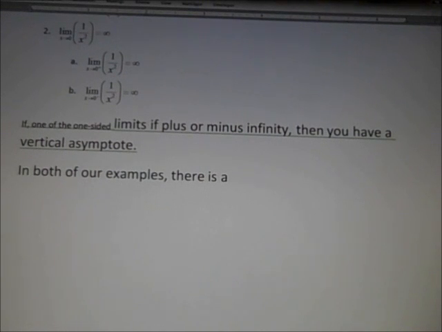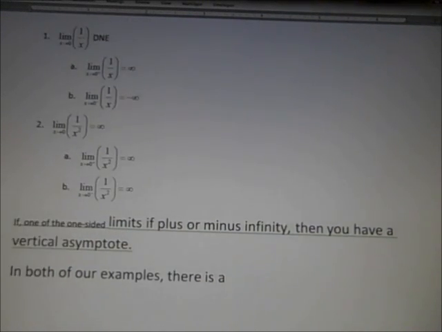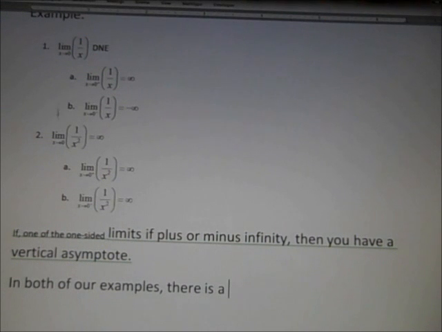What we were saying is that if one of your one-sided limits is plus or minus infinity, doesn't matter which, then whatever value x is approaching gives you a vertical asymptote. So in both of our examples, one of the one-sided limits, it doesn't matter which one, was going towards infinity or negative infinity. So there's a vertical asymptote at x equals this number.